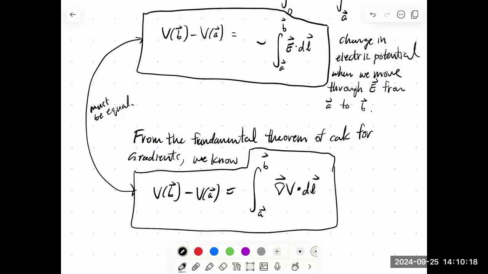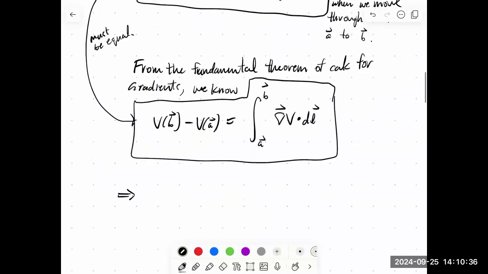No, not yet. So you're right, this one does not have a negative sign and that one does. So the only way that these two are equal, it's the same integral, is if this gradient of V is equal to minus the electric field. And so therefore, another way to say it is E is minus the gradient of the potential.